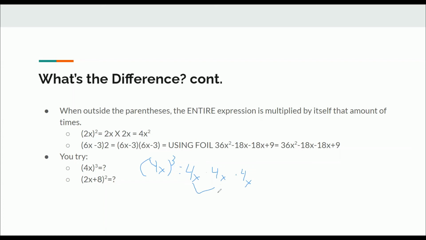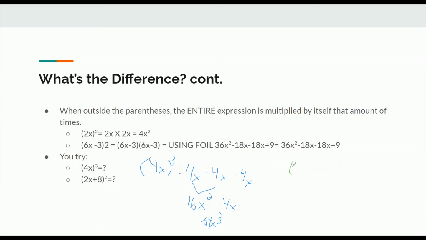So 4x times 4x is 16, right? Because 4 times 4 is 16. And then the x's is just going to be x squared, right? And then my last 4x just comes down. And then we just do the same thing again. So now we just do number times number. So 16 times 4 is going to be 64. And now x squared times x is going to be x cubed, right? Not too bad.